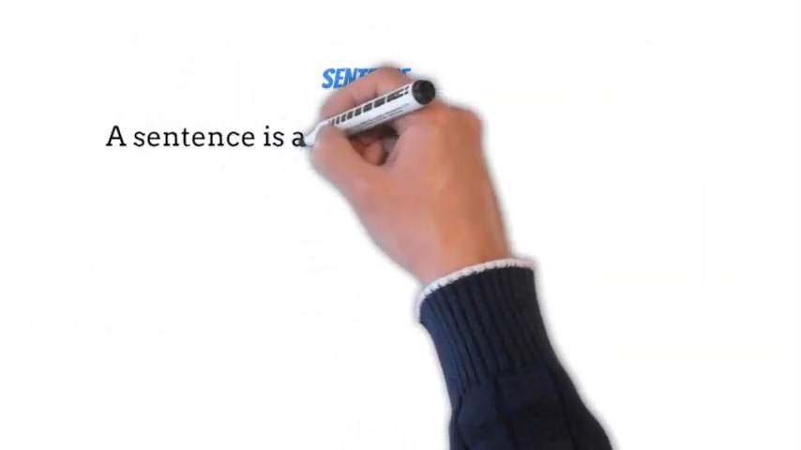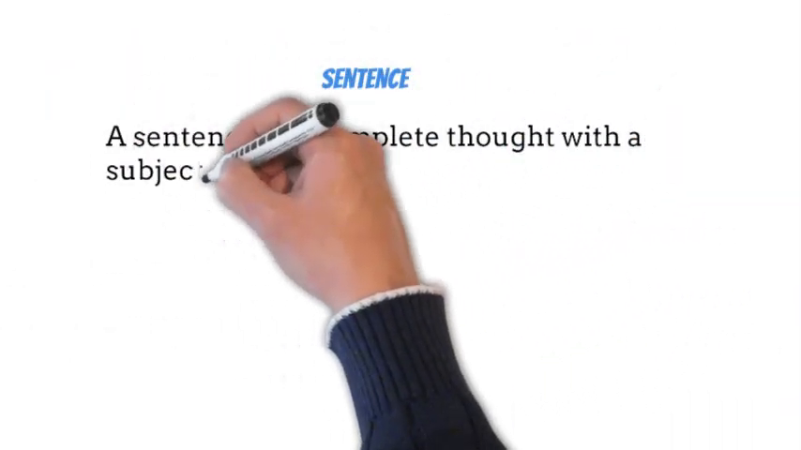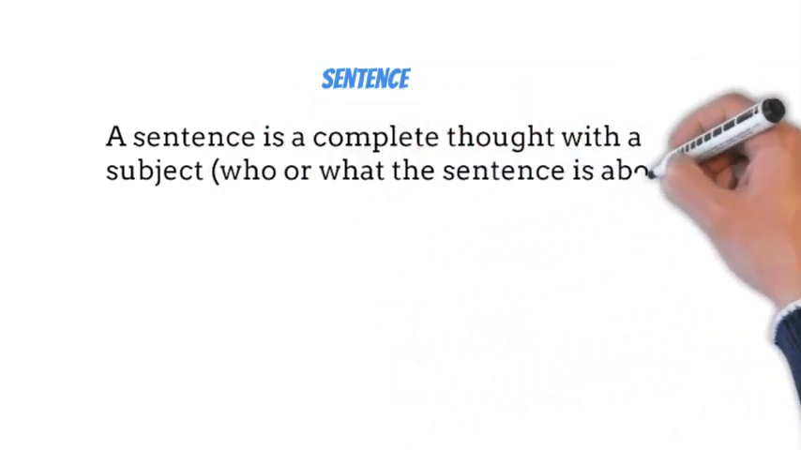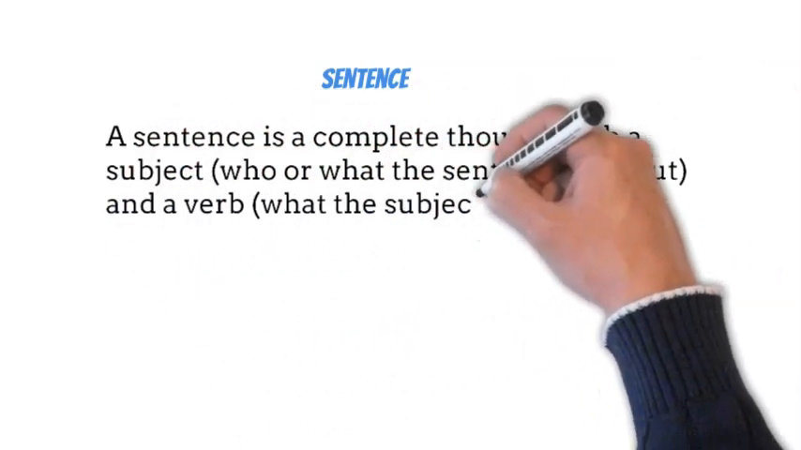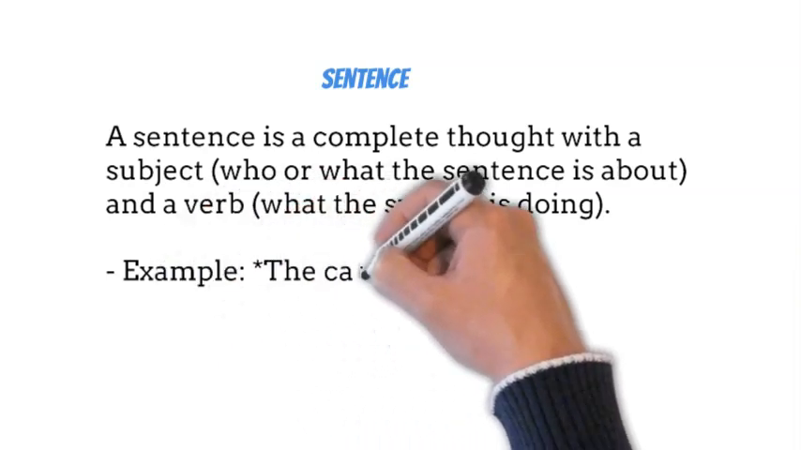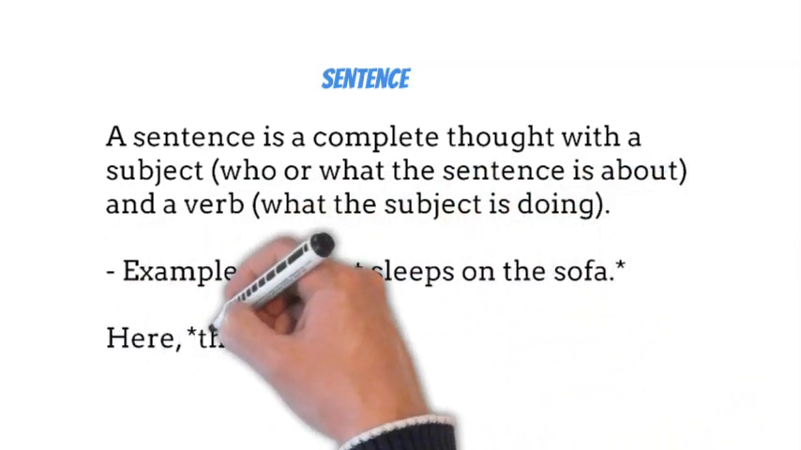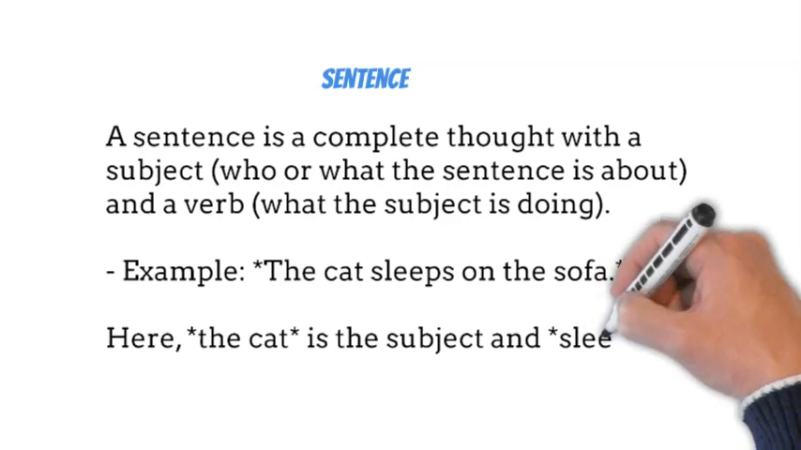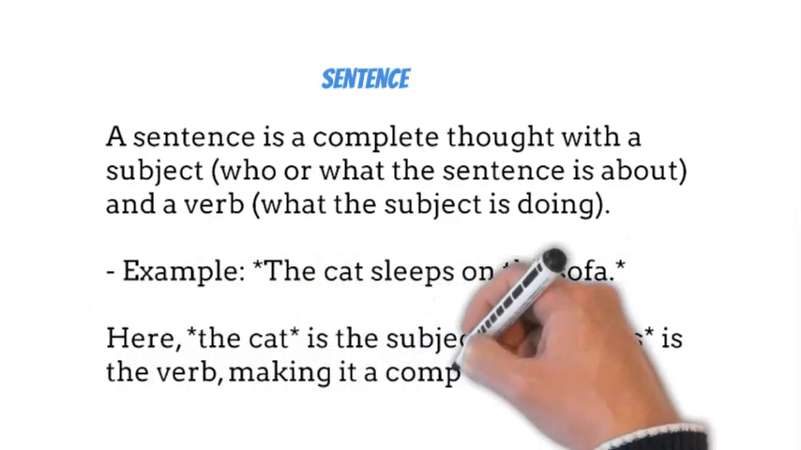Sentence. A sentence is a complete thought with a subject, who or what the sentence is about, and a verb, what the subject is doing. Example, the cat sleeps on the sofa. Here, the cat is the subject and sleeps is the verb, making it a complete sentence.